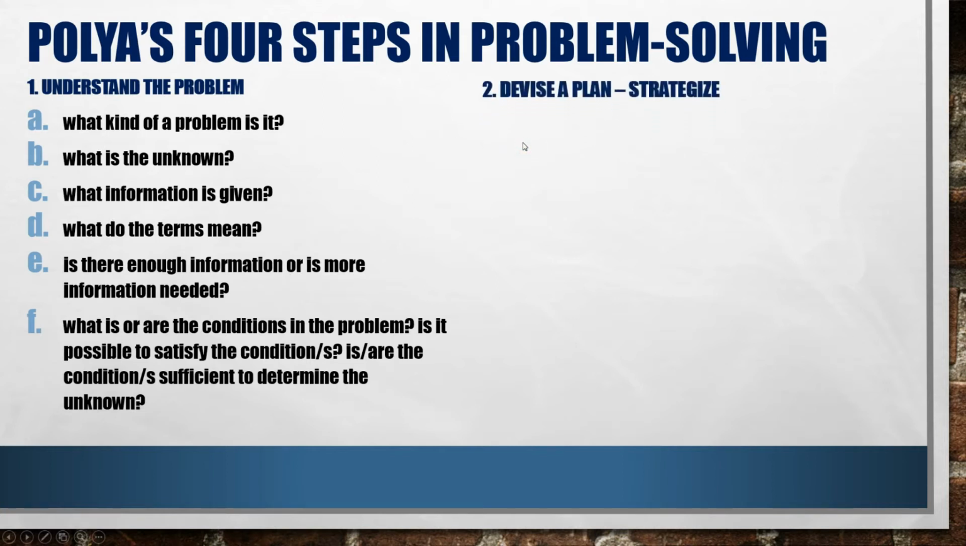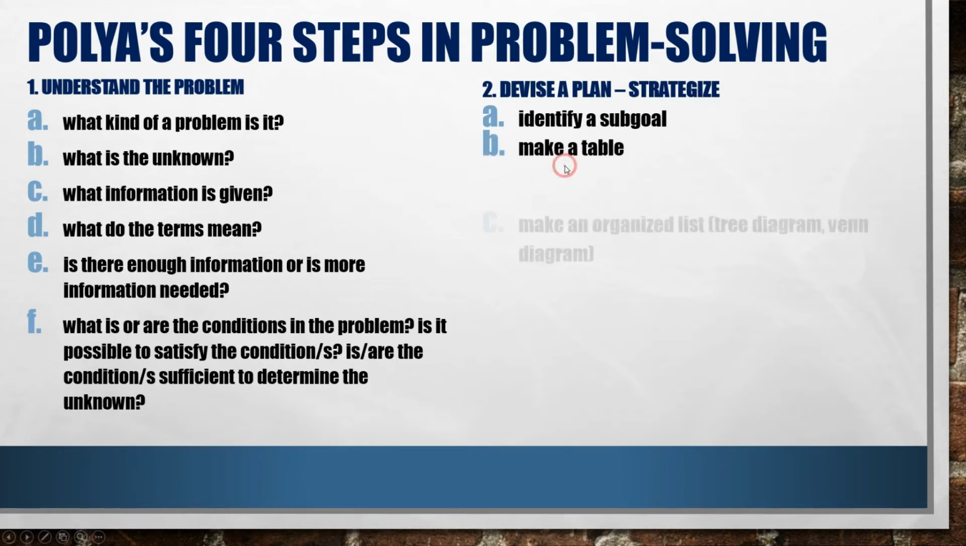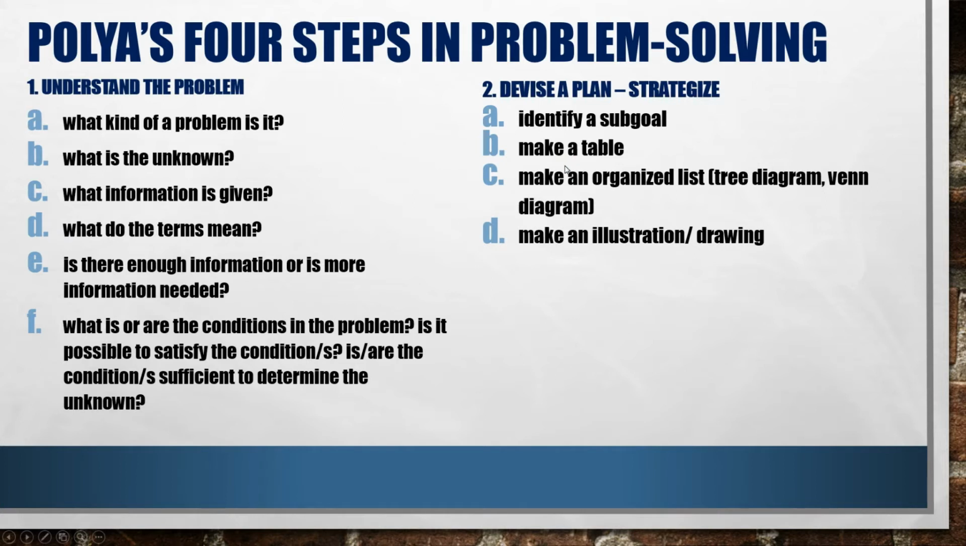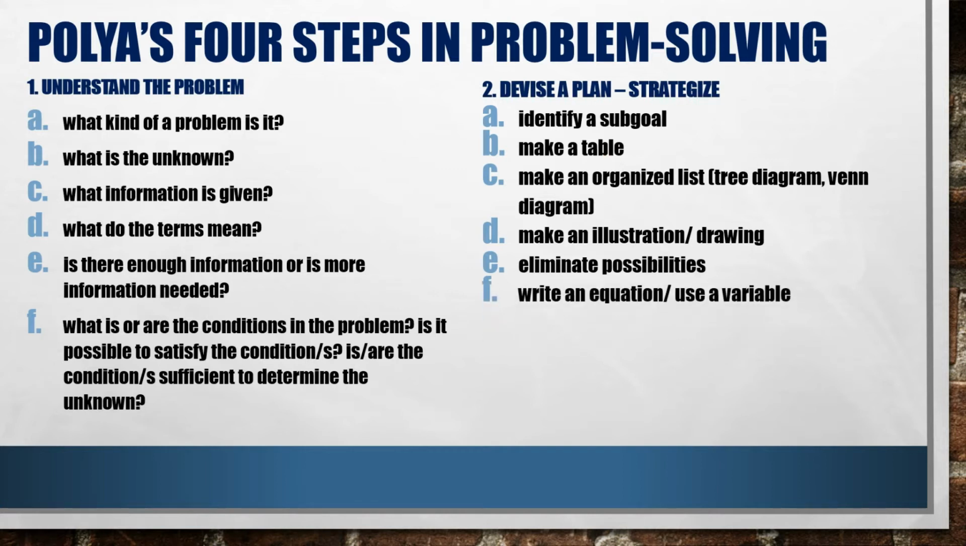The second step of Polya's 4 steps in problem solving is you have to devise a plan, or you have to strategize. You have to identify a sub-goal, make a table if needed, make an organized list such as a tree diagram or a Venn diagram. Make an illustration or drawing if needed. Eliminate possibilities and do not put something that is not part of the problem. Write an equation or use a variable.